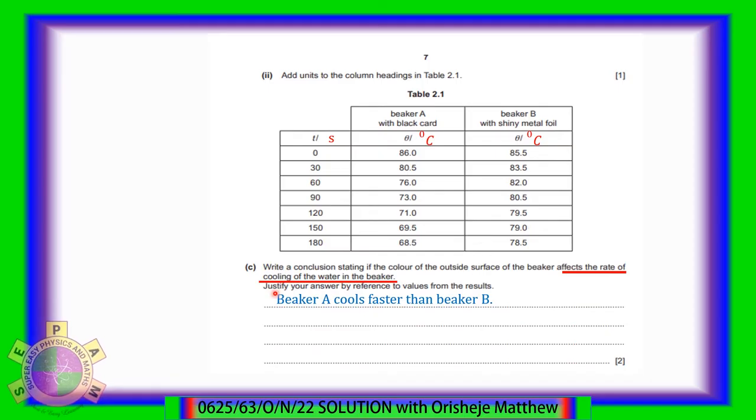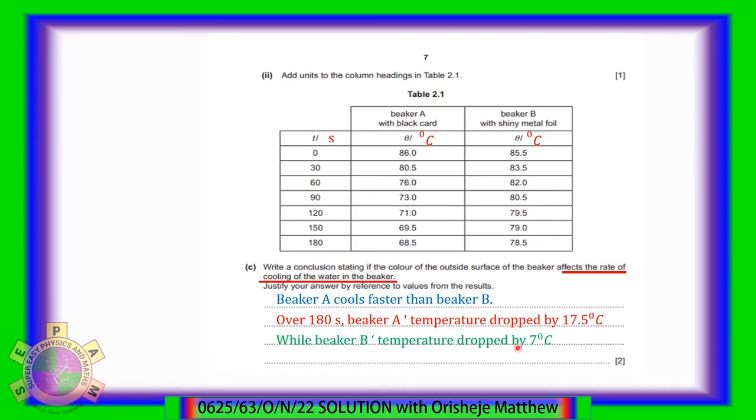But when you have a question that says justify your answer, what they're expecting you to say is to make reference to the values. So let's look at the drop in temperature. Over 180 seconds, the temperature dropped by 17.5 degrees Celsius. How did we get that? Subtract the temperature after 180 seconds from the initial temperature. So 86 take away that will give us 17.5 degrees Celsius. Then in beaker B, the temperature dropped by 7 degrees Celsius: 85.5 degrees take away 78.5.